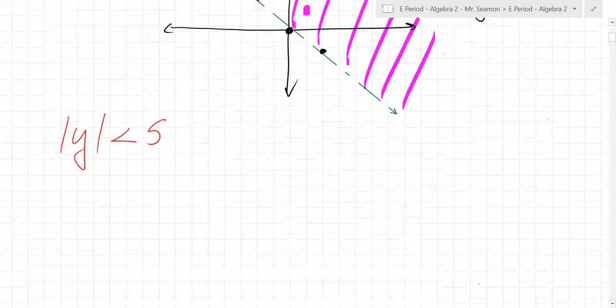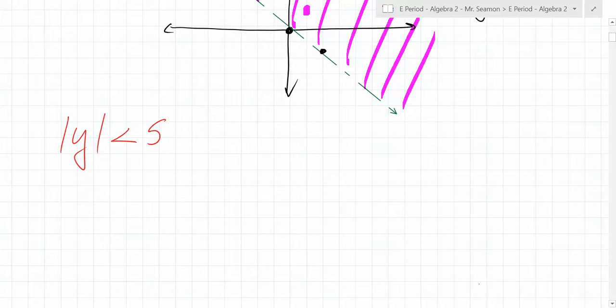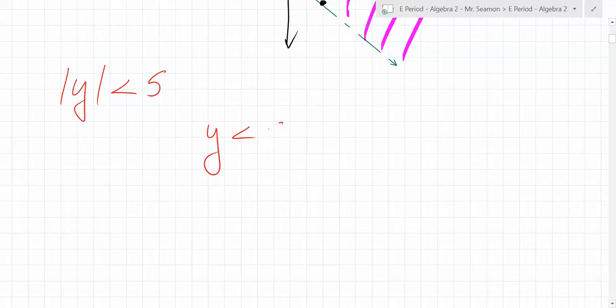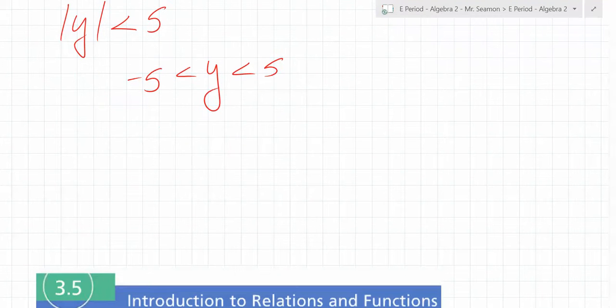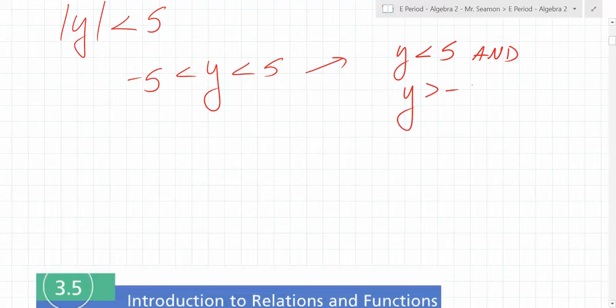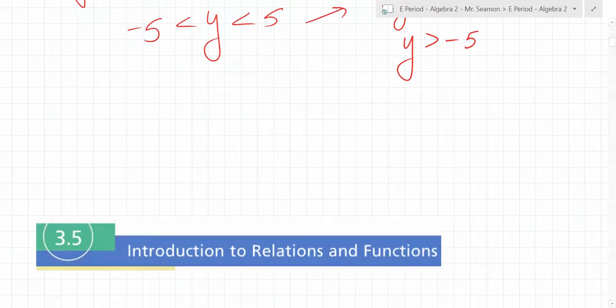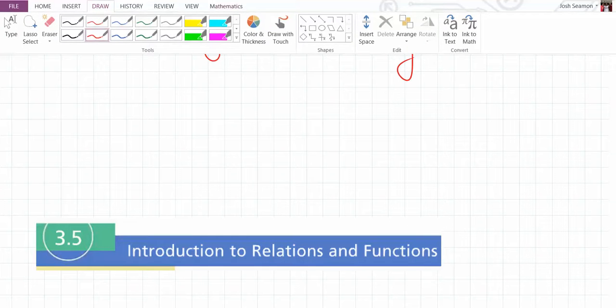Yes, Nikki. Compound inequality for me. What does that mean, Alex? It means that y is less than 5 and y is greater than negative 5. Correct. So there's 2 of these things, right? So what are we graphing? We need to graph y is less than 5 and y is greater than negative 5. To graph those, you need the boundary lines. Y equals 5. What kind of line is y equals 5? Horizontal, exactly.